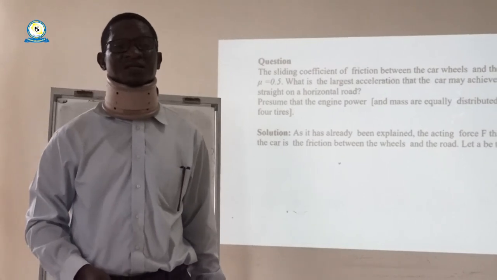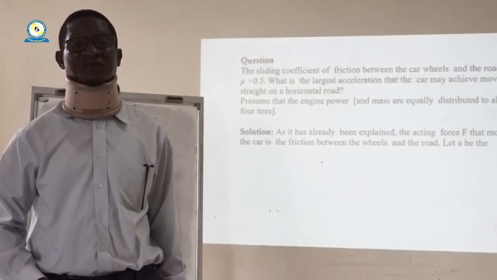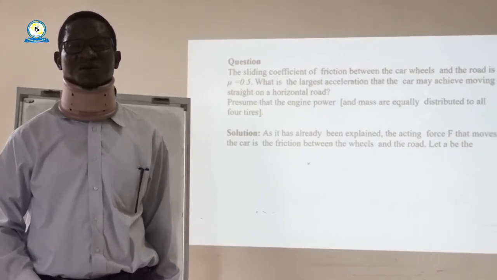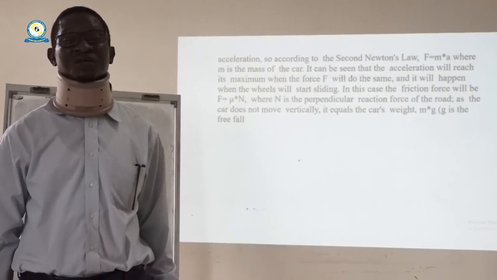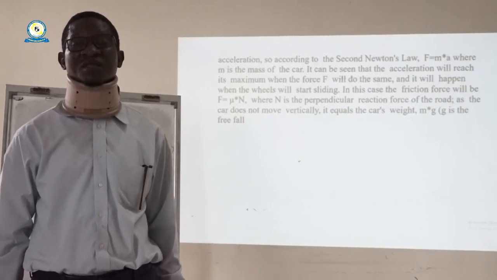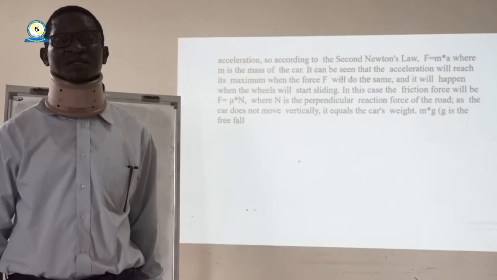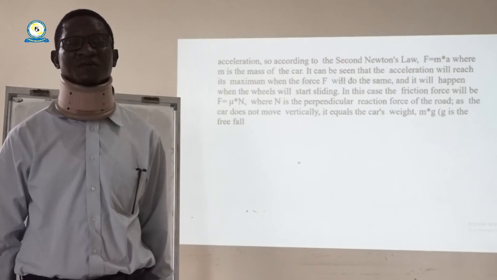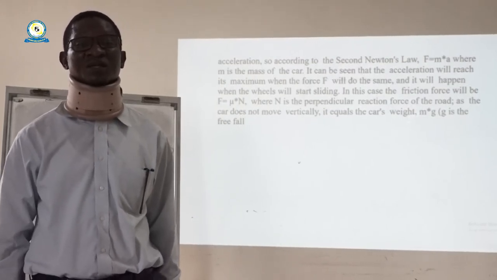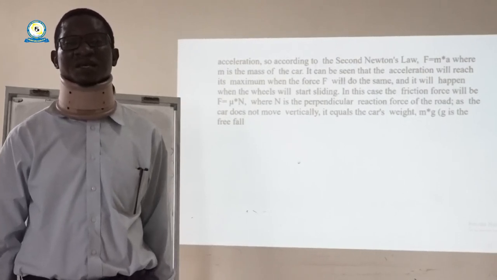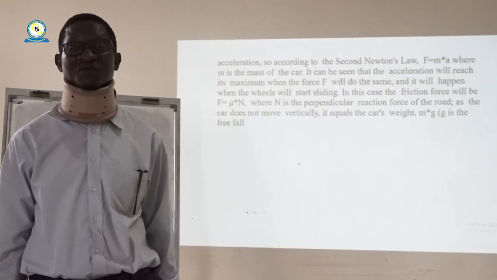Solution for this question: as has already been explained, the acting force F that moves the car is the friction between the wheels and the road. Let a be the acceleration. According to Newton's second law, F is equal to ma, where m is the mass of the car. The acceleration will reach its maximum when the force F does the same, and that will happen when the wheels start sliding. In this case, the friction force will be F equal to mu times N, where N is the perpendicular reaction force of the road.